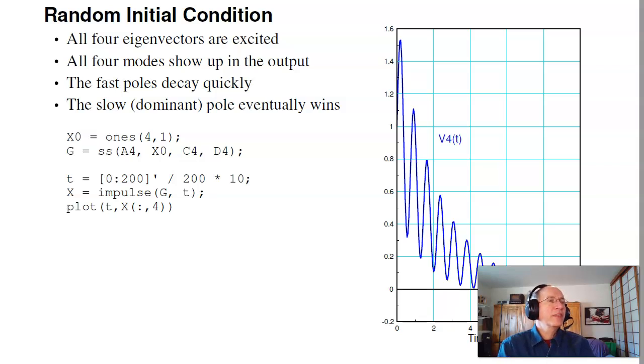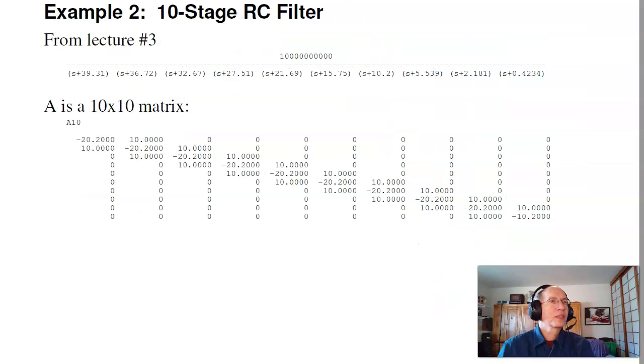Finally, if I make the initial condition something random, like all ones, what that's going to do is excite all 4 eigenvectors. If all 4 eigenvectors are involved in the initial condition, then they all decay according to their eigenvalue. The fast mode quickly goes to 0, leaving me with the slow mode at minus 0.5 and the oscillatory mode. So that was for the 4th order RLC circuit. Let's look at another example.